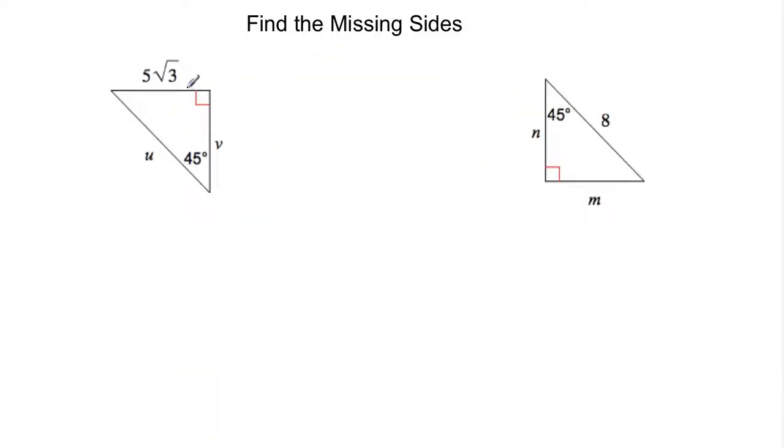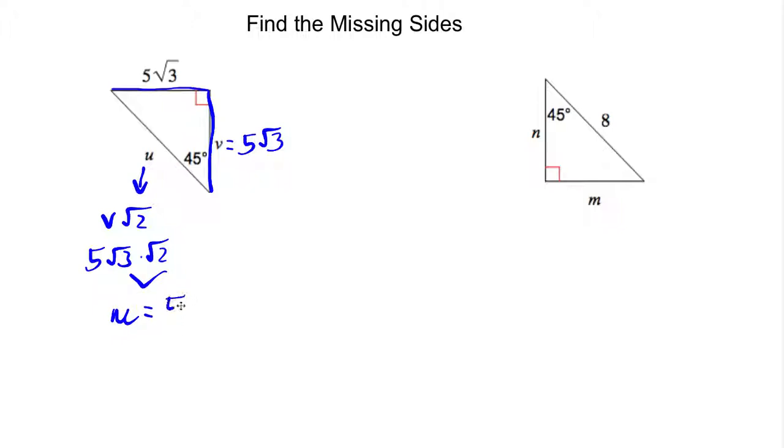So let's look at some examples here. Here, of course, let's make this a little bit more challenging. So this is a 45, 45, 90. This is the one leg, and it's 5 root 3. So this leg here is going to be the same. So that's also 5 root 3. This is going to be v times the square root of 2. So v is 5 root 3. This is 5 root 3 times square root of 2. We combine these, and we get that u is equal to 5 times the square root of 6.